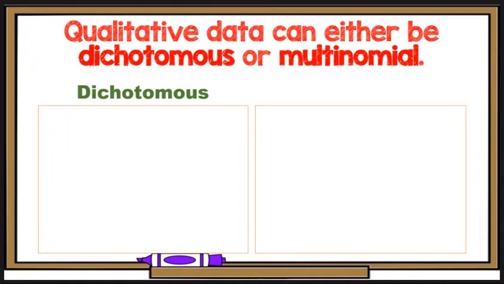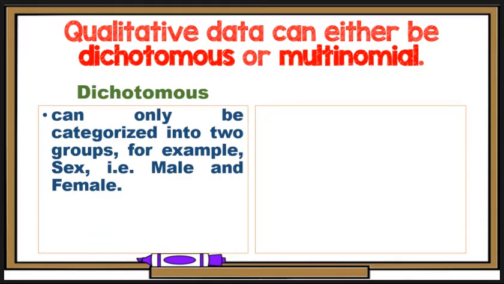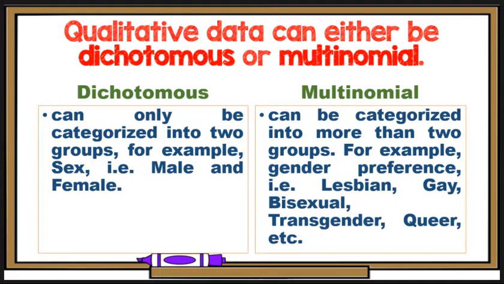When we say dichotomous, qualitative data, they can only be categorized into two groups. For example, sex. It can be male or female. For multinomial naman, if your categories can be subdivided into two or more groups, that will be multinomial. Let's have this as an example. Gender preference. Pwedeng lesbian, gay, bisexual, transgender, queer, and madami pang iba.